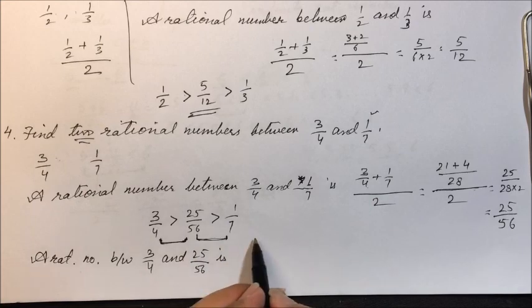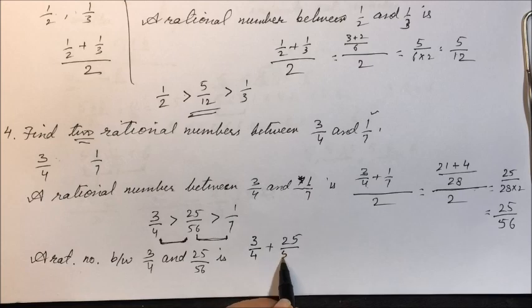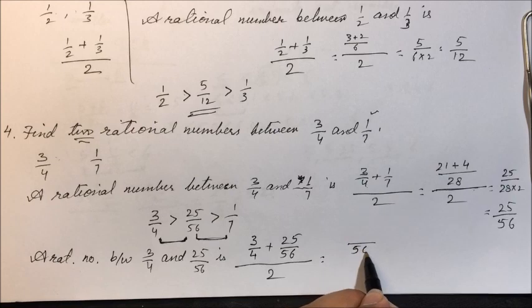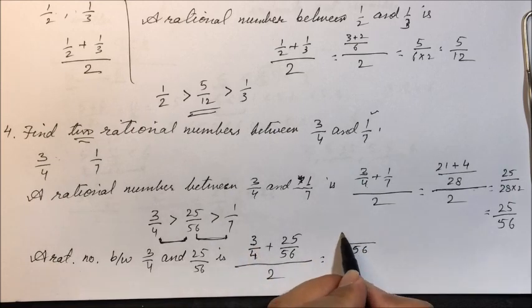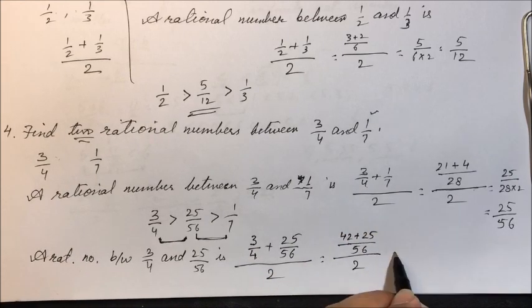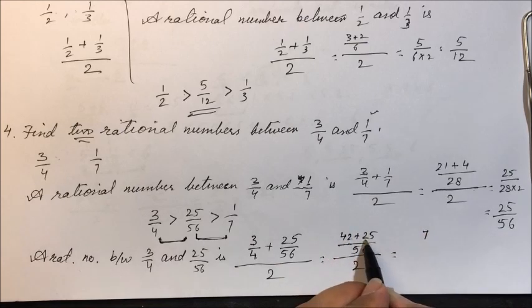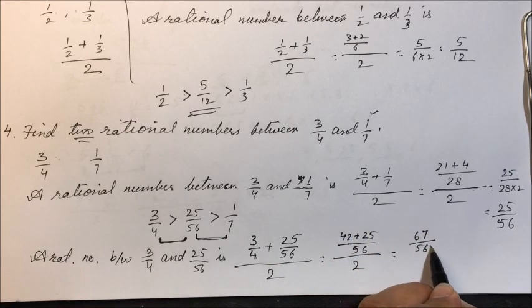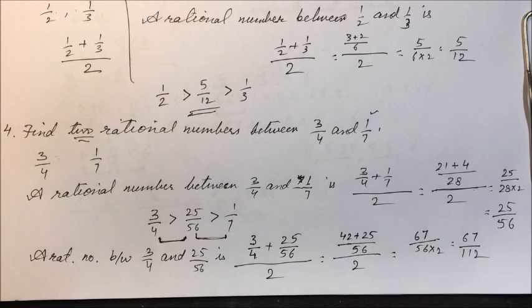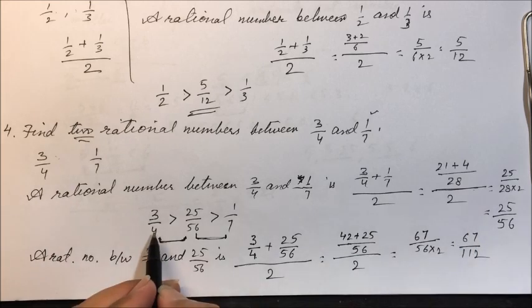It will be, take the LCM, take the mean, (3 by 4 plus 25 upon 56) divided by 2. It will be how much? LCM will be 56. 4 14s are 56, 14 3s are 42, plus 25, divided by 2. It will be how much? 67 upon 56 into 2, 67 upon 112. So we have inserted one rational number between 3 by 4 and 25 upon 56.